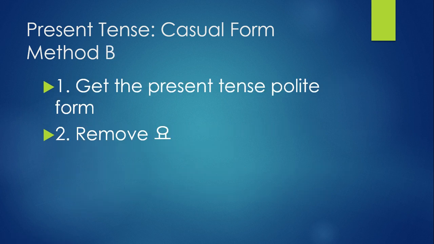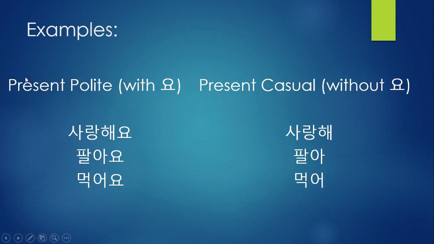So, the easier way, method B, just follow method B. Get the present tense polite form, remove yo. That's the easiest way. Since you already know how to get the present tense polite form, after getting it, just remove yo. That's your casual form. Easy peasy. Examples. Present polite has yo. Present casual doesn't have yo. Sarangheyo becomes saranghe. Palayo becomes pala. Mogoyo becomes mogo. Just remove yo. Easy as 1, 2, 3.